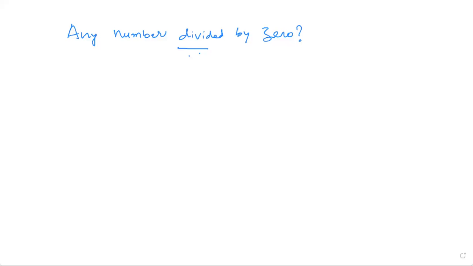Friends, let us see. Divide any number by 0, what happens? What will we get? Let us take a simple example. Let me take, for example, 8. Let me divide this by 8. My numerator is 8 and the denominator is also 8, correct? And we know I get 1.